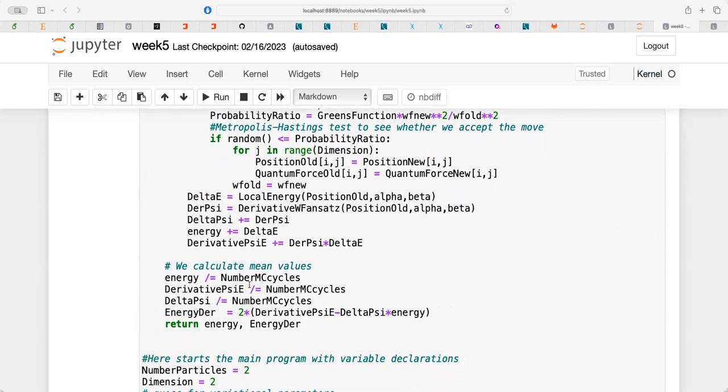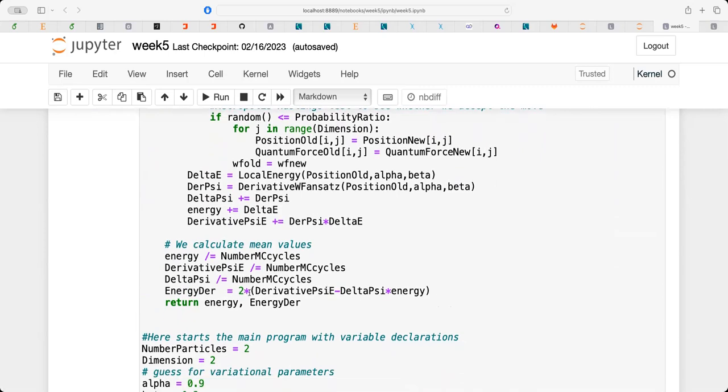So the derivatives are now expectation values. So I need to update them after the number of Monte Carlo cycles, and then I divide by the number of Monte Carlo cycles, and then I have an expectation value. So this is my energy derivative. Okay?